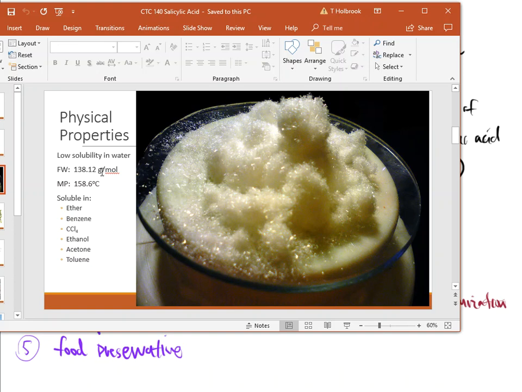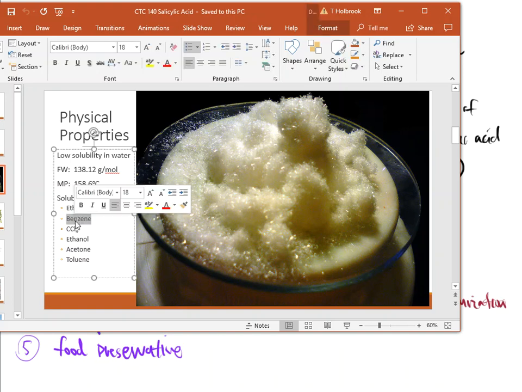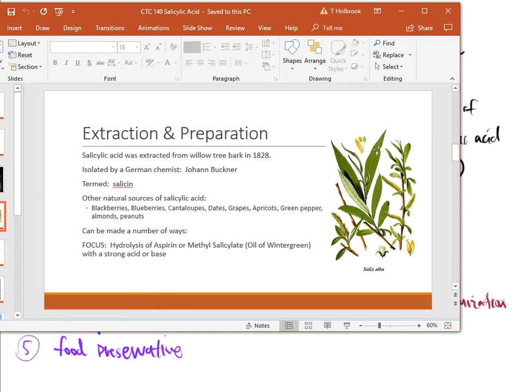So if it's not going to dissolve in water, we need to increase the non-polarity of the solvent. I need to bring things in more organic in nature, and those are your benzenes and your ethers and your toluenes. Ethanol, yes, there's some polarity associated with it, but it's got an organic piece to it as well. Those CH2s and CH3s that are present are non-polar. So there are some physical properties of salicylic acid.